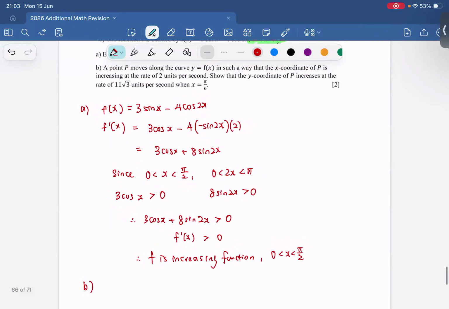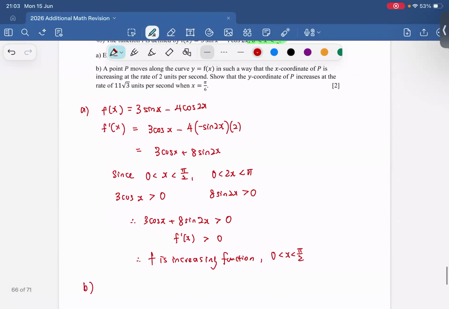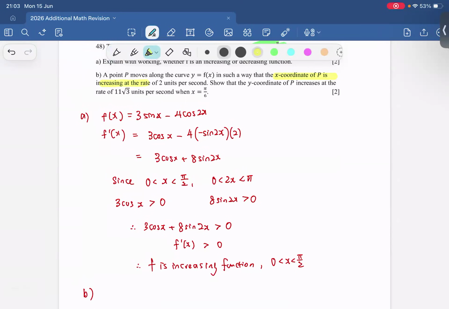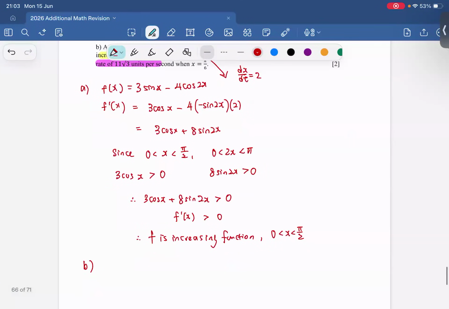Okay, part B. A point P moves in such a way that its x coordinate is increasing. Based on this statement, you must understand that this tells us dx dt is actually equal to 2. And we must understand what the question wants me to show: that y is increasing at this rate. So the question wants you to find dy dt. Whenever I have this kind of question, I always write dy dt equals dy over dx times dx over dt.